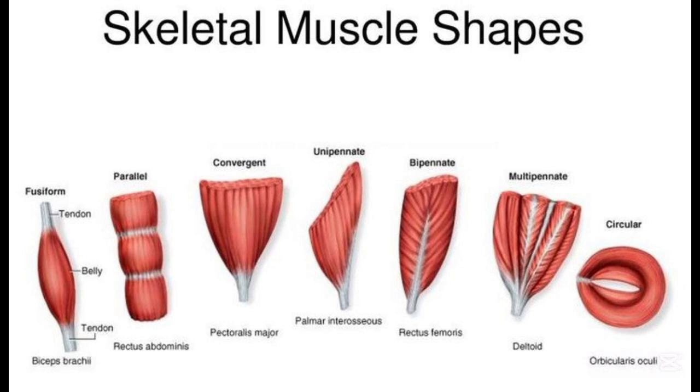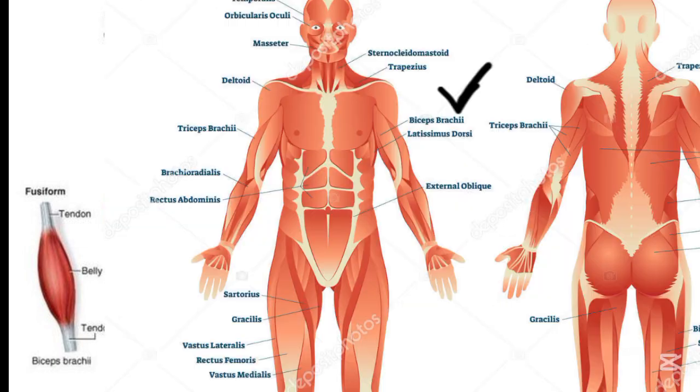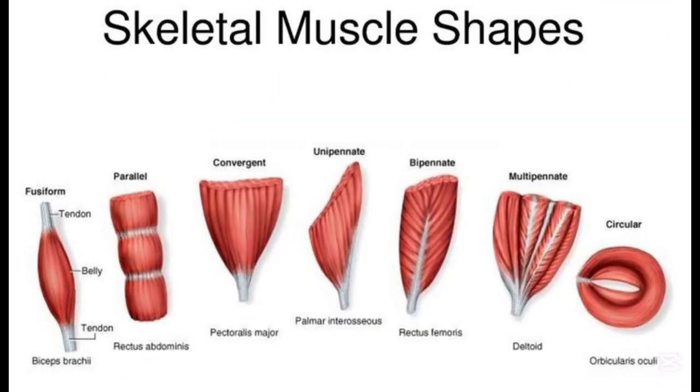So the first shape is the fusiform shape. In this, there is a large belly in the center, and as we move towards the periphery, it tapers down. So in the center there is a large belly, and the ends are tapered. The best example of this muscle is the biceps brachii muscle. It is a flexor muscle of our elbow joint, and it causes flexion at the elbow joint.